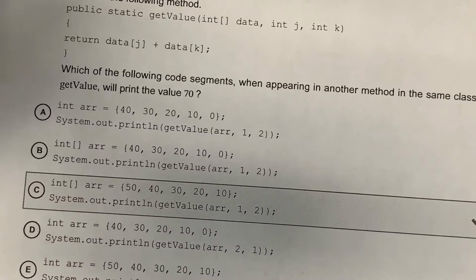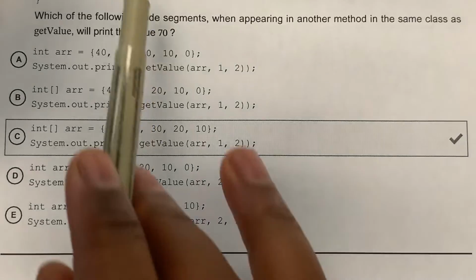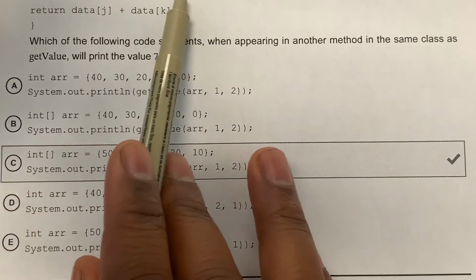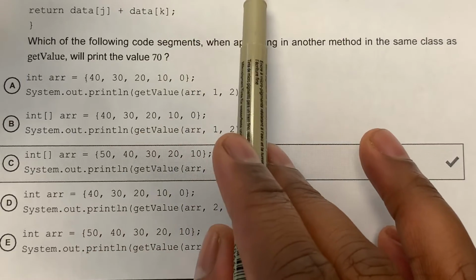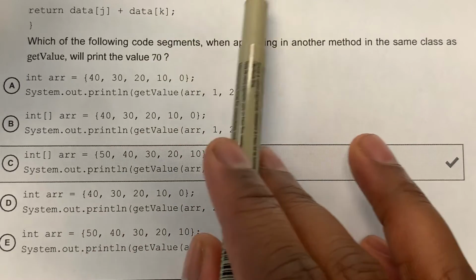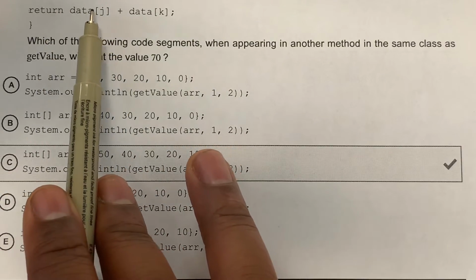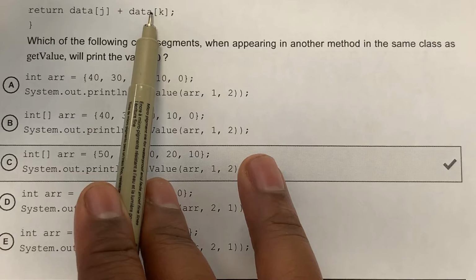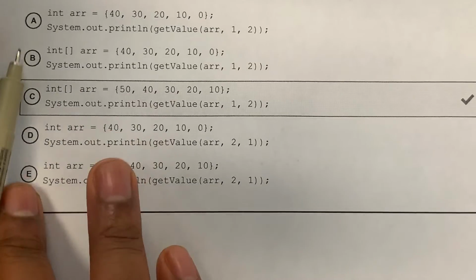And so last is number 3, where we have public static get value. You're going to again have an integer array as a parameter, and then you have int J and int K, and you're going to return data J plus data K. So A, B, C, D, and E.